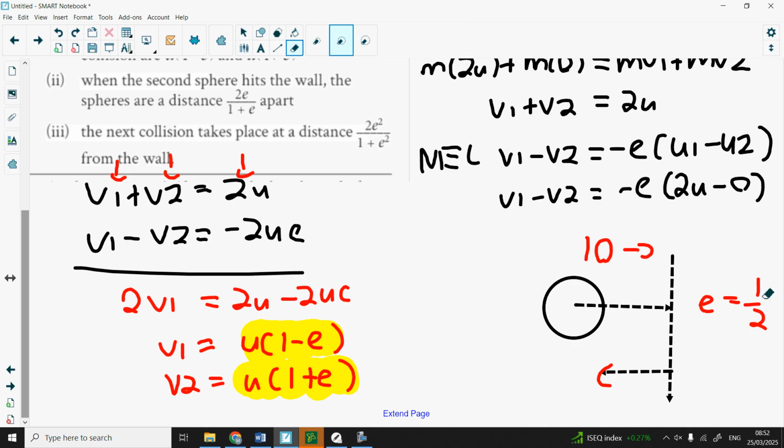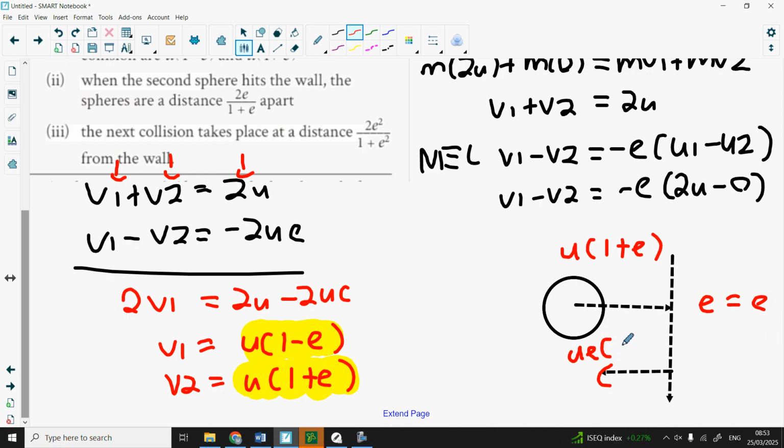Now that's not the case we have. The E value is actually just E. What happened this time? 10. Yeah. Now it might be minus 10E because it's in the opposite direction. Right? We can worry about that later. Okay. Now we don't have that. What do we actually have? We actually have U1 plus E. Just add an extra E onto it. On the way back, it's UE1 plus E. You okay with that?